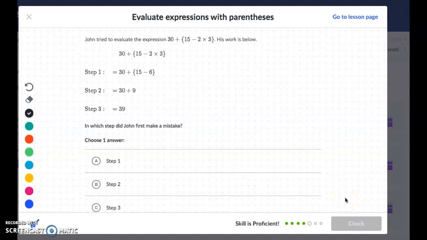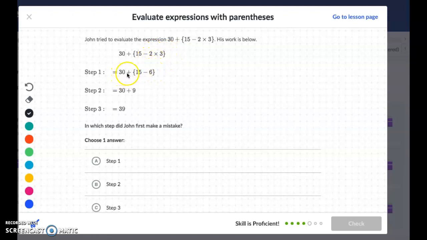John tried to evaluate the expression 30 plus 15 minus 2 times 3. Okay, his work is below. So they give us the problem here. And then it shows what he did. So 30 plus, good. And then we have to do what's inside the bracket. Okay, so inside the bracket, 15 take away 2 times 3. We're going to do the multiplication first inside the brackets. Okay, so that's 2 times 3, which is 6. So far, step 1 looks great. We kept our 15, we kept our subtract, we just solved the 2 times 3 is 6.